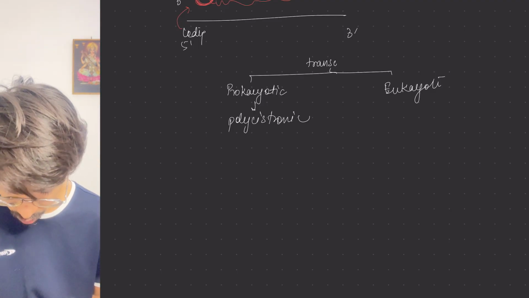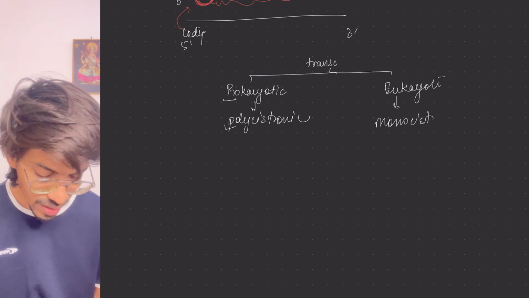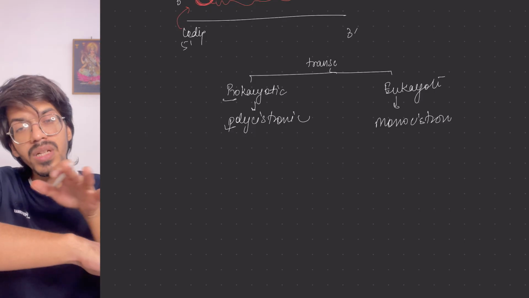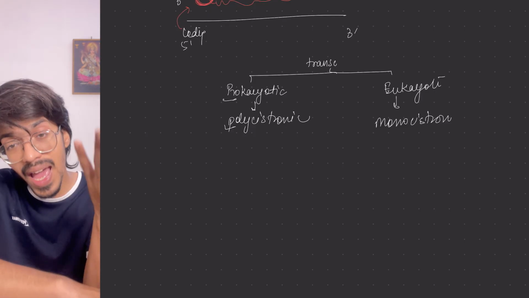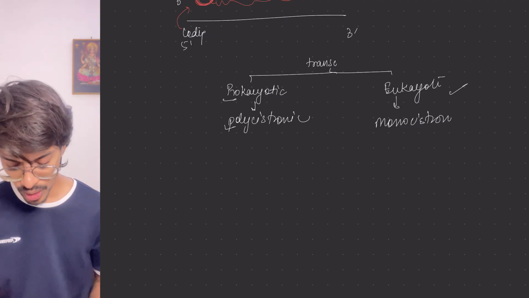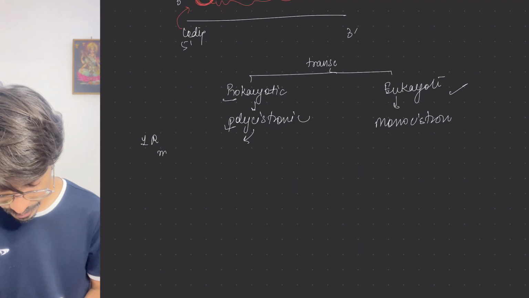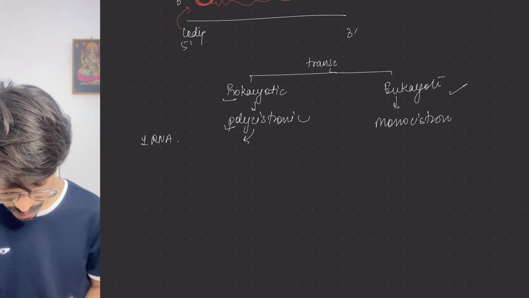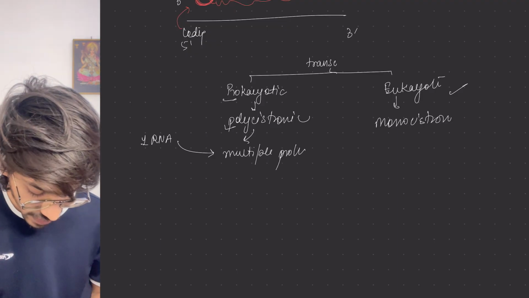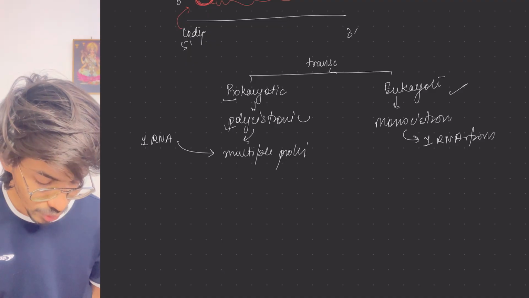P for prokaryote, P for polycistronic. But eukaryote, it is monocistronic. What does that mean? Polycistronic means from one mRNA chain, multiple different types of proteins can form. But the same thing is not present in the eukaryotes. So from here, one RNA forms multiple proteins. But here, one RNA forms one protein only.